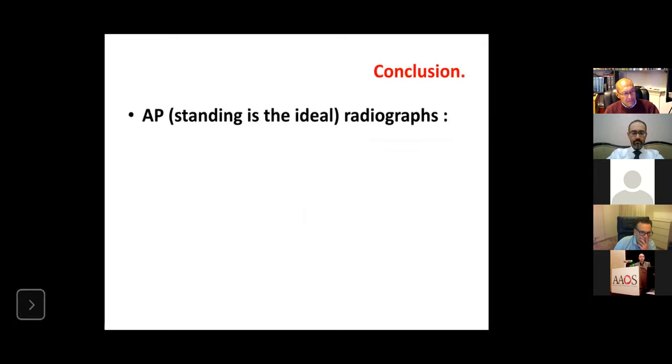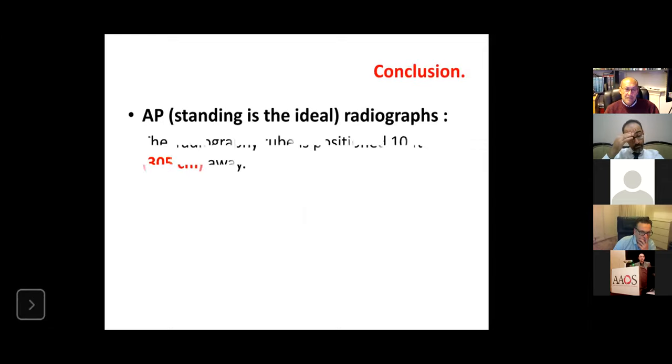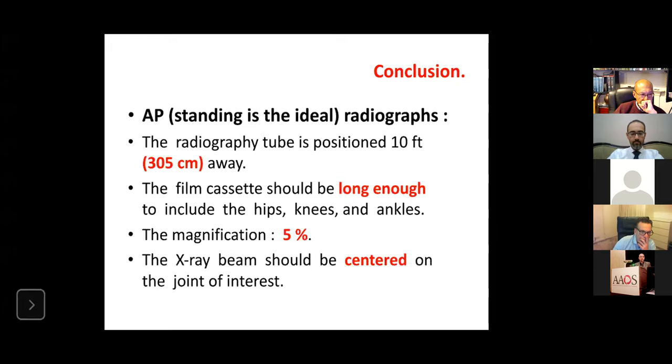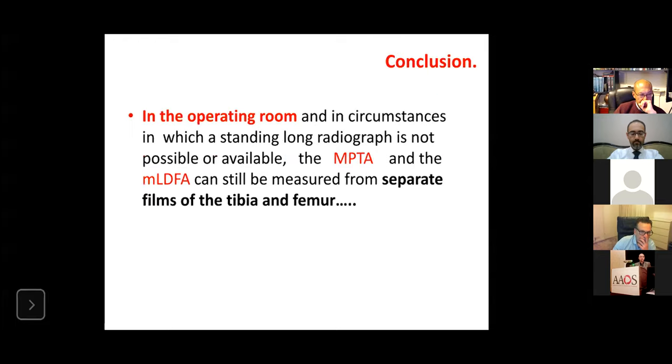To conclude, for a short summary, the anteroposterior radiographs are the standard. Standing is the ideal. The X-ray source should be positioned about 3 meters away. The film cassette should be long enough to include hips, knees, and ankles. This way we have magnification of 5%. The X-ray beam should be centered on the joint of interest.